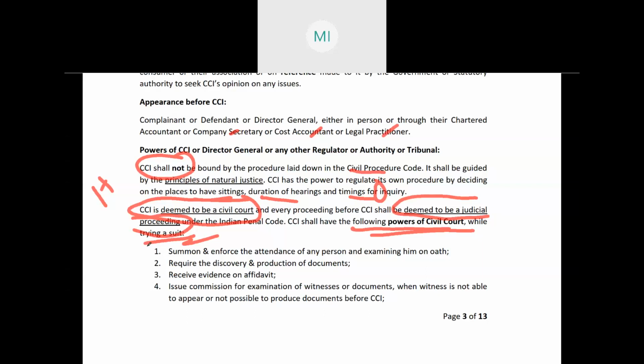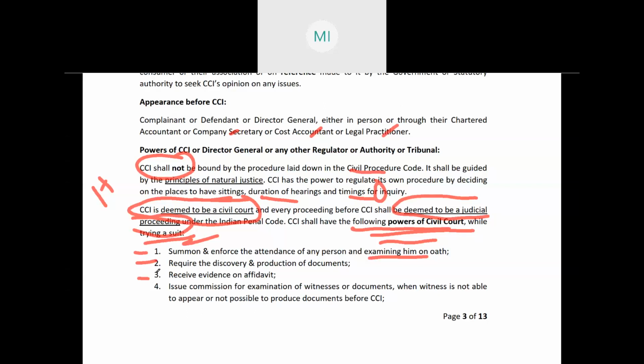Like any person, and you must have seen in courts, in movies even, they say 'I swear that whatever I say is the truth'. That is what is called calling a person and examining them on oath. Then you can ask for evidence, that is discovery and production of documents. First calling, then calling for evidence and receiving evidence on affidavit. In an affidavit we have to give a declaration that whatever is given is correct. That is what an affidavit is.